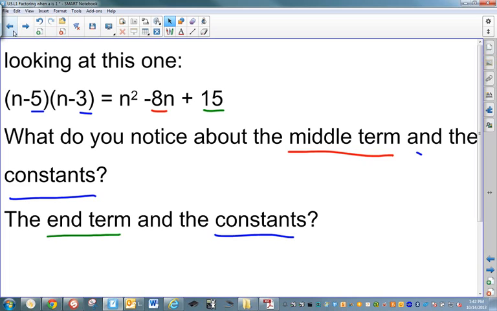What do you notice about the middle term and the constant? What do you notice about the end term and the constant? And go ahead and write something down. Yeah, write it down. No, just write down your answer.